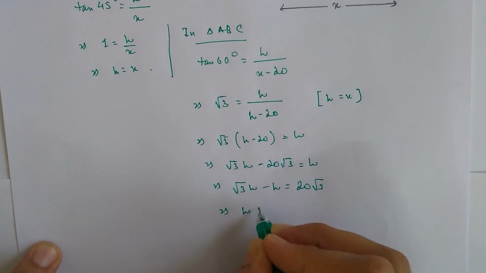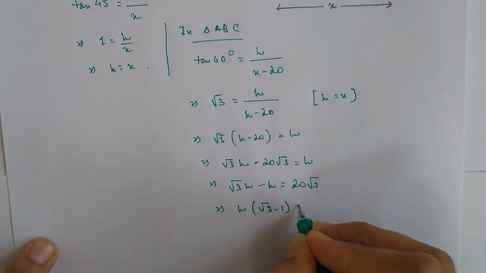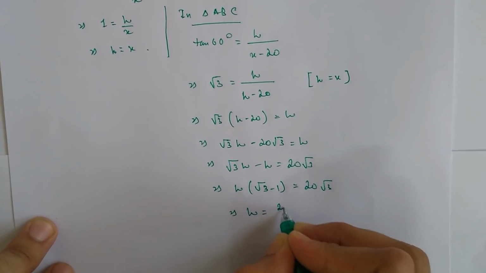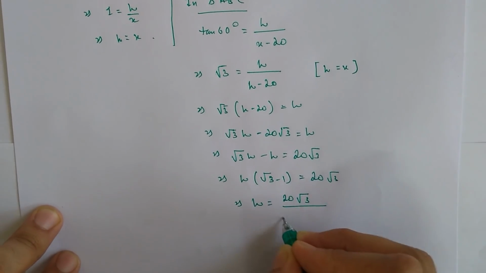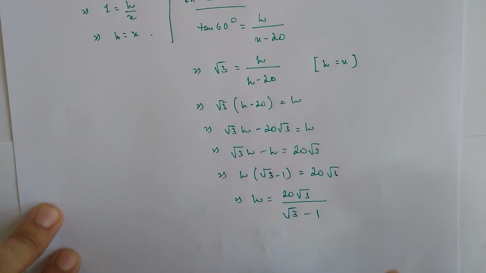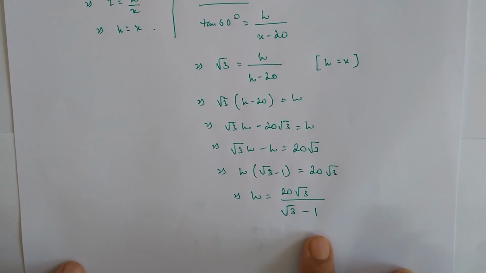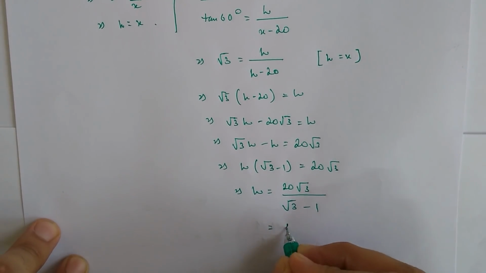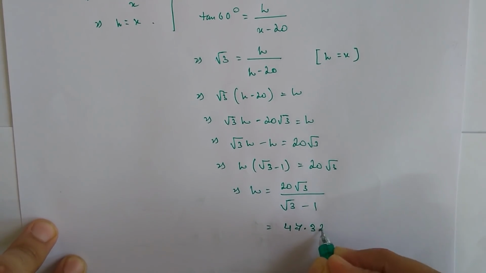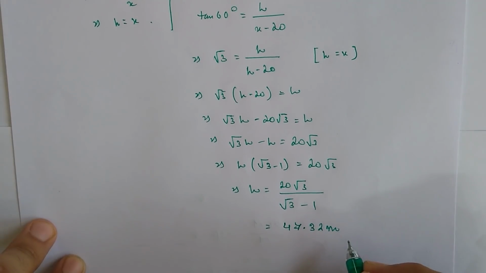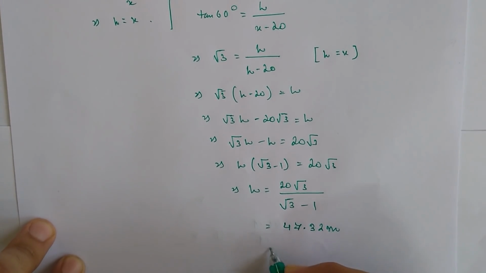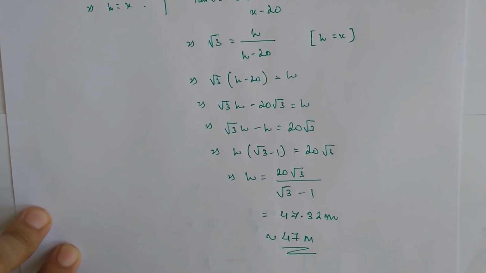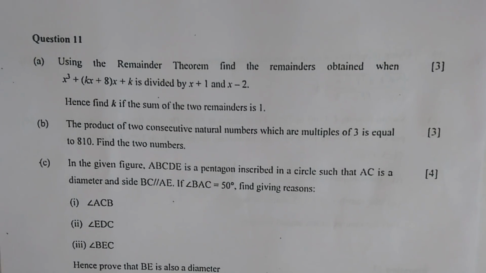Therefore, we take h common. We get h into root 3 minus 1 is equal to 20 root 3. Therefore, we get h, the height, equal to 20 root 3 divided by root 3 minus 1. You can rationalize this. That will make your calculation much easier. If you have calculated, the value is coming out to be 47.32 meters. Now you have to calculate it to two significant figures. So this will come out to be 47 meters. This is your answer. We move on to question number 11a.